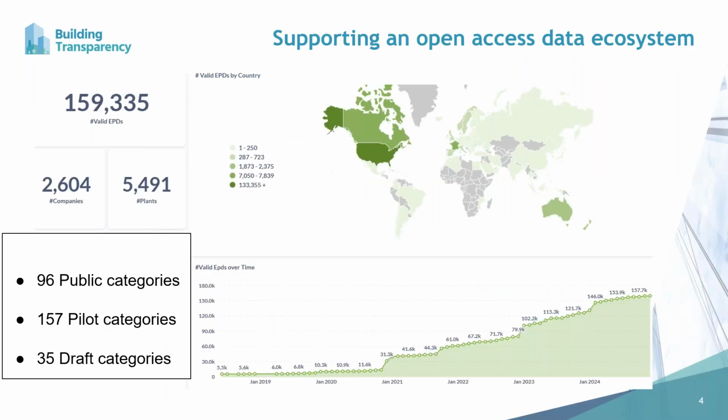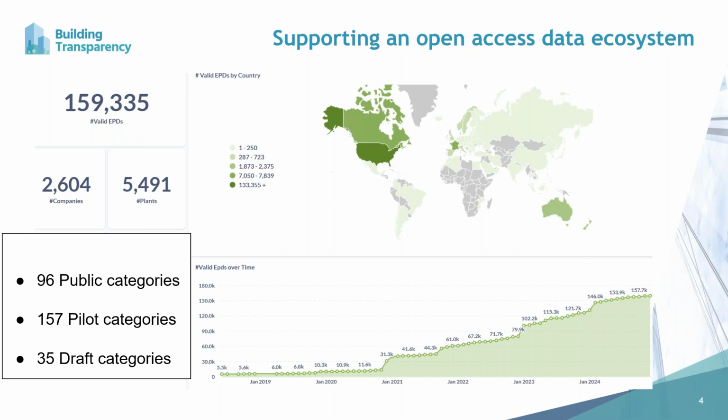So I just want to start with some statistics for you, to give a sense of the scale of work that EC3 is doing and our growth over the years. Currently, we have almost 160,000 valid EPDs in our database, coming from 2,600 companies and 5,400 plants. And you can see here that we have 96 public categories, 157 pilot categories, and 35 draft categories. I'll talk a little bit more about what the actual meaning of those is in a second.